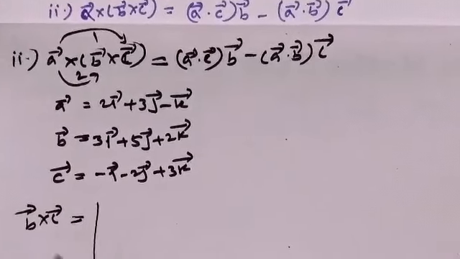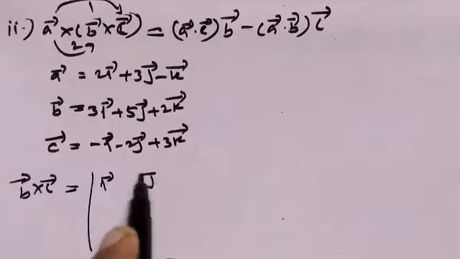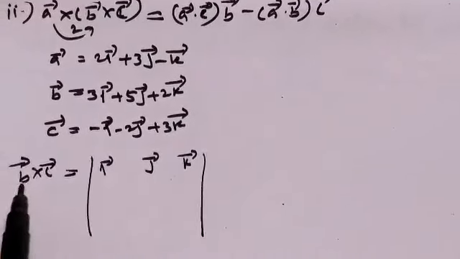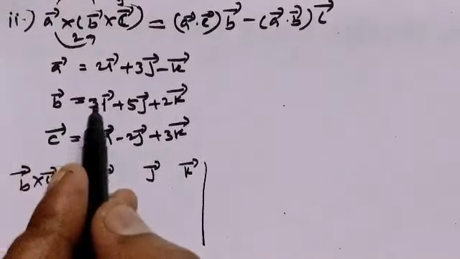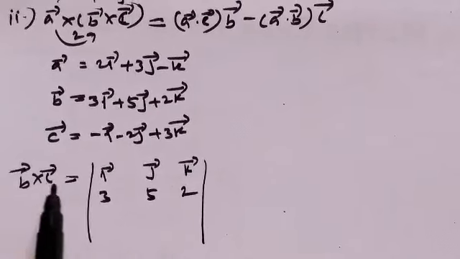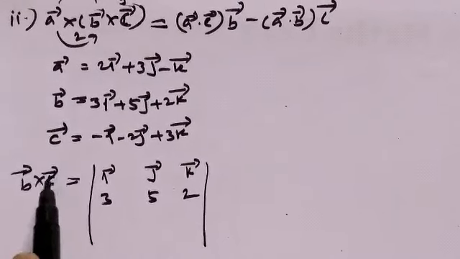b vector cross c vector equals the determinant of i vector, j vector, k vector. Then the b vector coefficients are 3, 5, 2. Next, the third row is the coefficients of i, j, k vector of the c vector.